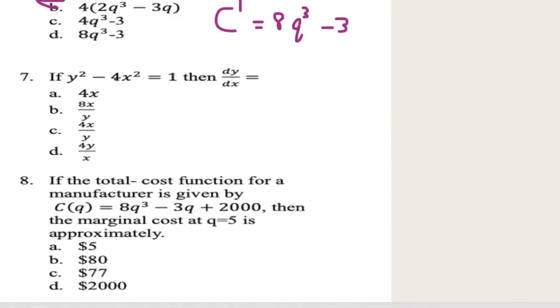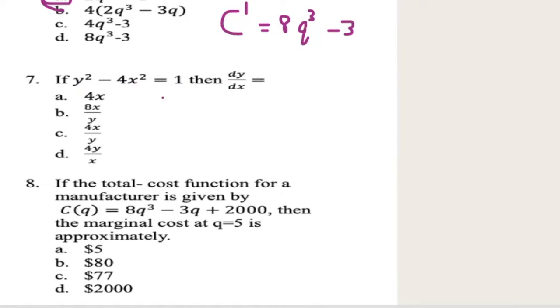If y squared minus 4x squared equals 1, then dy over dx is equal to what? This is an implicit differentiation question. So wherever I see y, we put dy over dx. So when I differentiate y squared, I get 2y, but I'm going to put dy over dx.